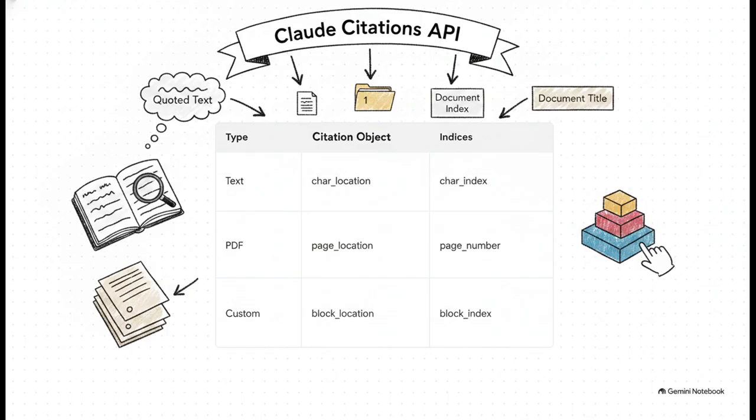Like if you look at plain text, it gives you a char location with the exact start and end character indices. Working with PDFs, it switches to a page location using standard 1-indexed page numbers. And if you're building with custom blocks, well, it returns a content block location that maps right back to your own custom array indices. It just works.